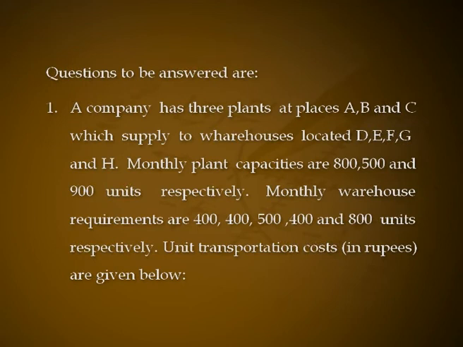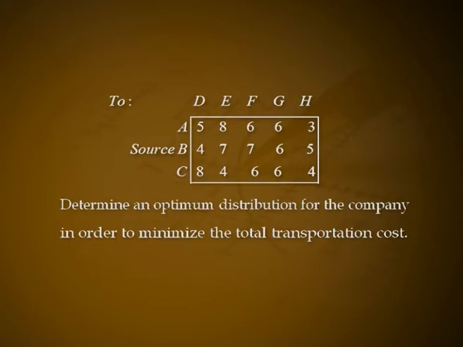Unit transportation costs in rupees are given below. Destinations D, E, F, G, H; sources A, B, C. The costs from A are 5, 8, 6, 6 and 3. From B are 4, 7, 7, 6 and 5. From C are 8, 4, 6, 6 and 4. Determine an optimum distribution for the company in order to minimize the total transportation cost.